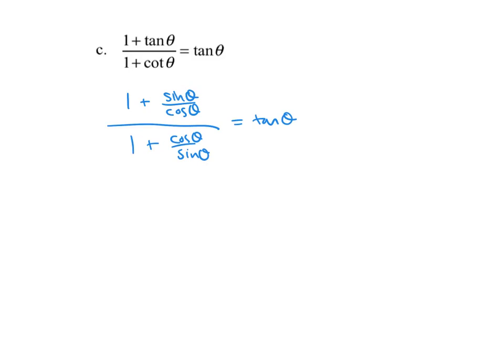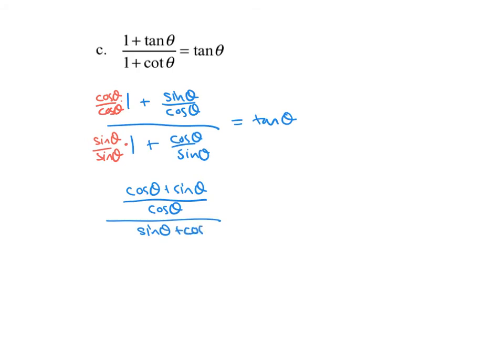Now the one on the top, I'm going to multiply by cosine theta over cosine theta so that I can add it together with the other term on the top. And on the bottom, I'm going to multiply by sine theta over sine theta to get common denominators on the bottom. So on the top, I can add those together, and I'm going to get cosine theta plus sine theta over cosine theta. On the bottom, if I add the tops together, I'm going to get sine theta plus cosine theta over sine theta.